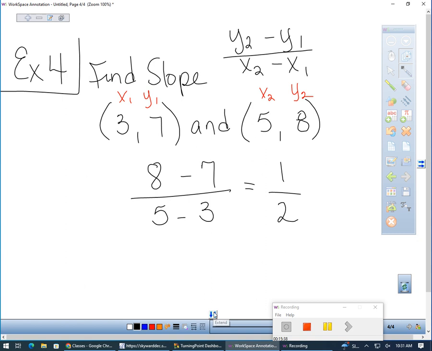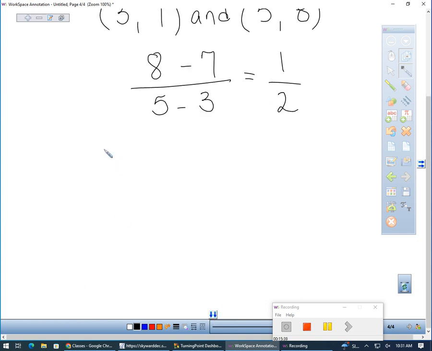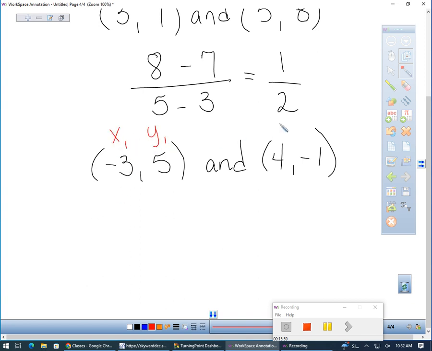Let's do it again. In that same example, how about if we have the point negative 3, 5, and 4, negative 1. So again, I like to label above those points. So this is my x1, y1. This is my x2, y2. And again, we're doing y2 minus y1 divided by x2 minus x1. All right, so which number is my y2? Negative 1, right here. y2 is negative 1.